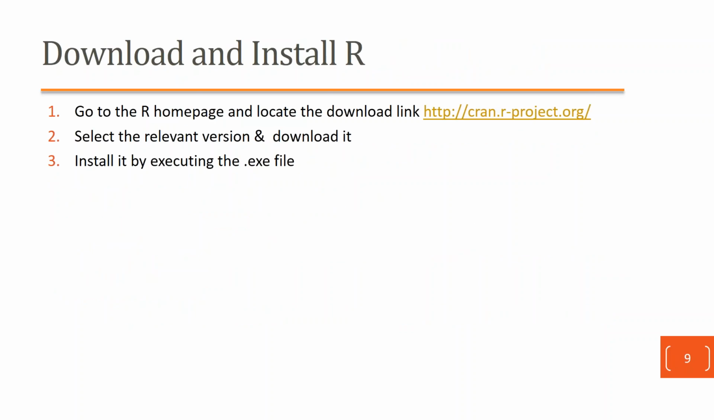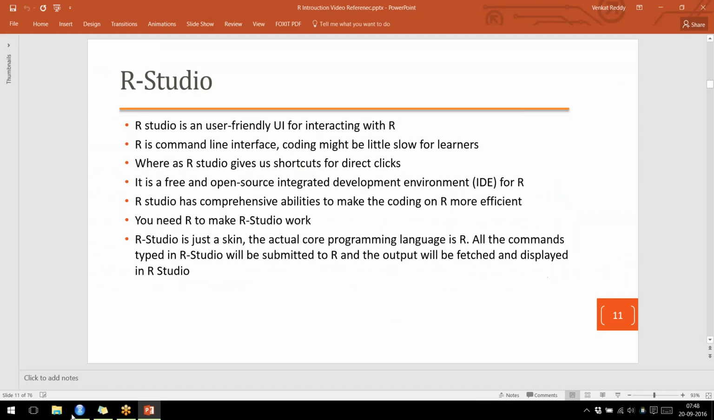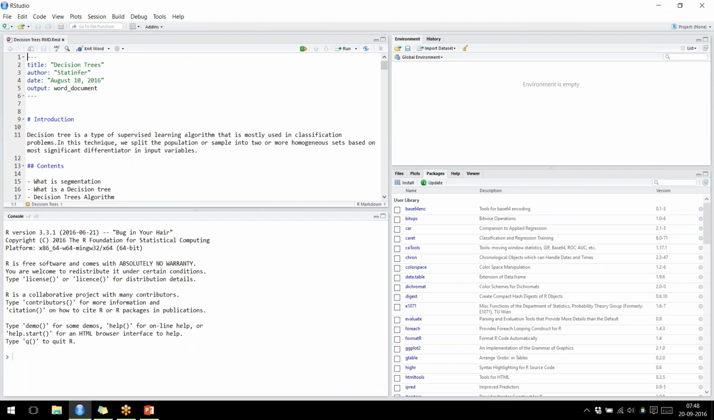Installation of R, I assume that everyone installed it, so I'm skipping this step. RStudio. What is RStudio? I have been talking about R. What is RStudio? RStudio is a user-friendly user interface for interacting with R. It is called an IDE. Rather than directly coding in R, I can use RStudio. I can code in RStudio. Then the code will be submitted to R only, within R. So the whole code will be submitted to R from RStudio. Output will be fetched and we will see the output within RStudio. So basically, this is RStudio. The basic R console looks not very intuitive, or it's kind of really geeky, I would say.